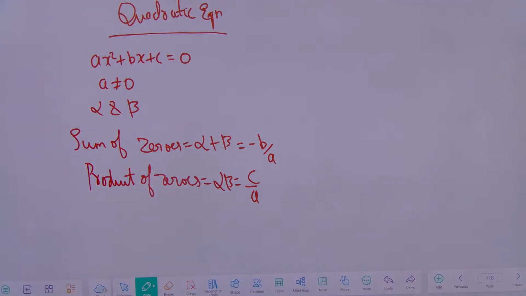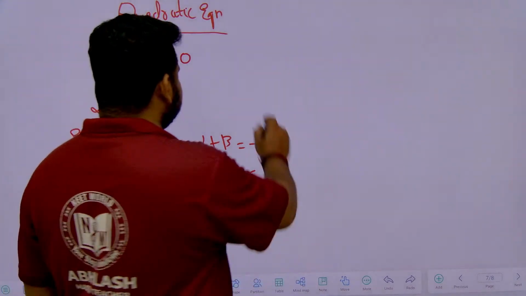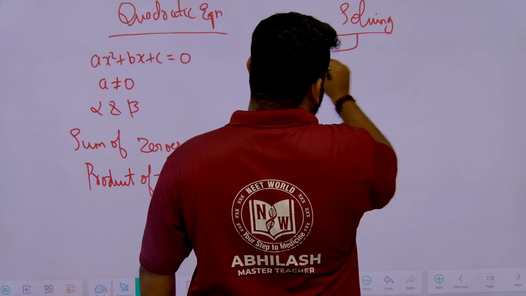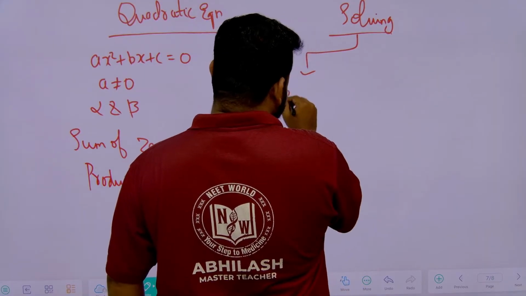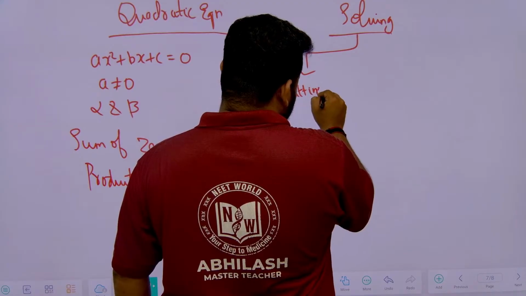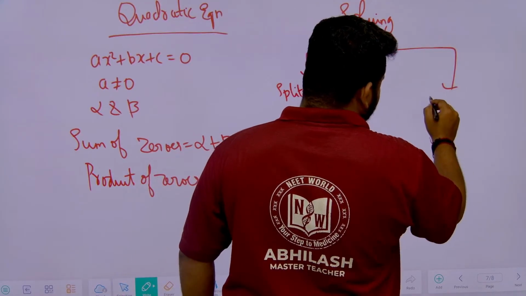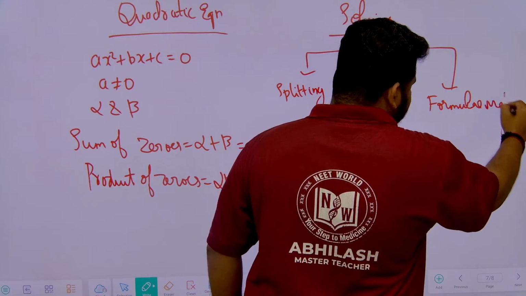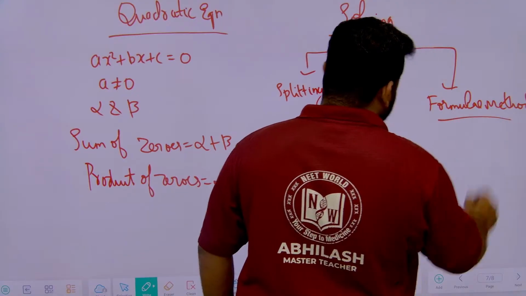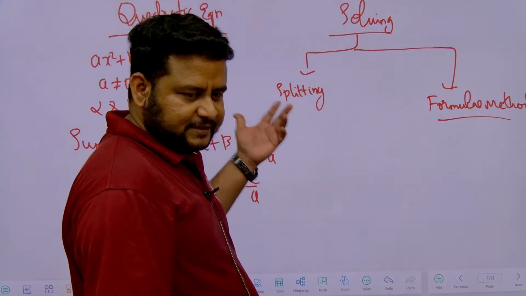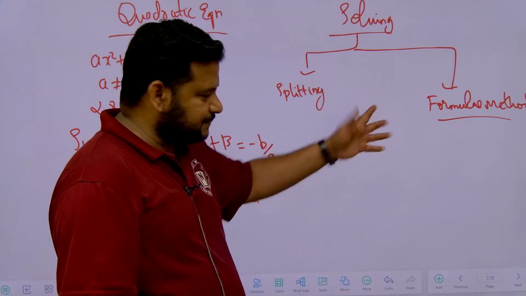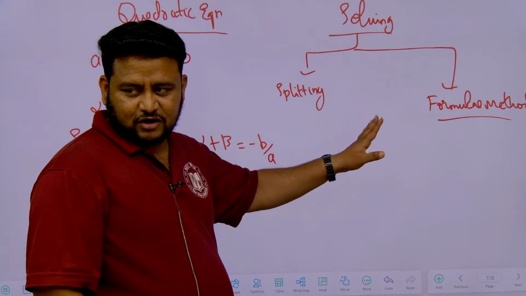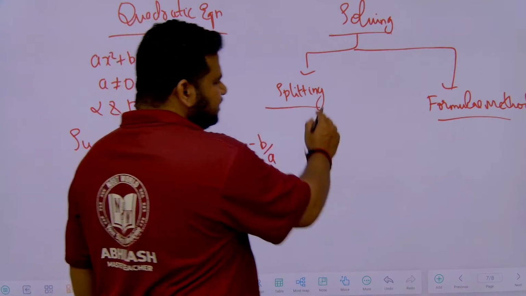Apart from that, very important, solving. While solving, there are two ways which you know. One is by splitting the middle term, or factorization. Another one is by the formula method. Every question you can solve with the formula method, but we basically use splitting the middle term because it is easier, as the formula method is time consuming. But certain questions cannot be solved by splitting the middle term. That time you have to apply the formula method only.